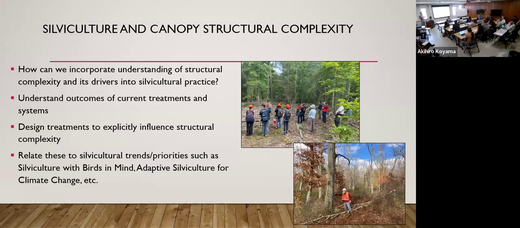And then to relate this to all these silvicultural, I call them trends, I feel like that's kind of mean, but trends or priorities, these programs that are often referencing structural complexity, but not explicitly really trying to influence it. So a big thing in the Northeast is silviculture with birds in mind. It's also a thing in Michigan, I'm sure. We have adaptive silviculture for climate change. We have all these ecological silviculture strategies that all reference complexity, but aren't necessarily trying to quantify it.